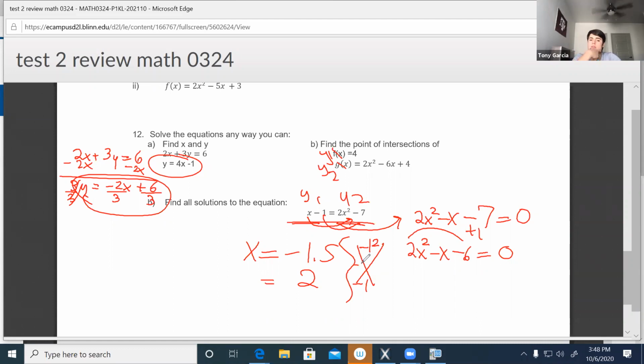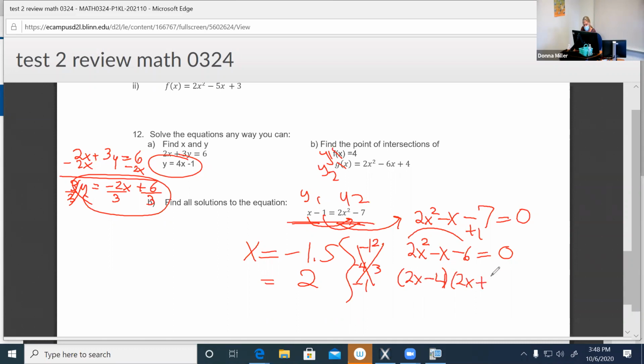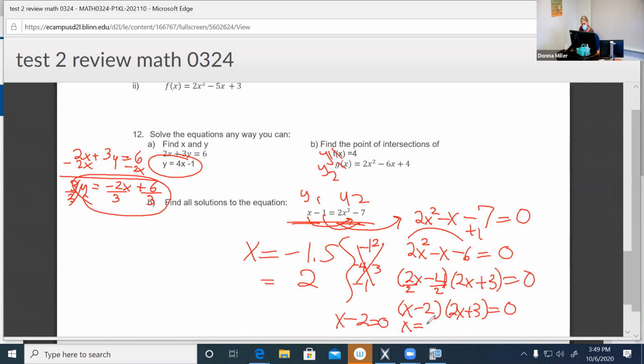-4 and 3. I'm going to kill a common factor, so you copy the 2, right? Write the -4, write the +3. Kill the common factor, so divide a 2 out of the first one. That's x minus 2. The second one I can't do anything with. So if x minus 2 equals 0, I get x equals 2. If 2x plus 3 equals 0, I get 2x is -3. So x is -3/2, which is what I got on the calculator, right?